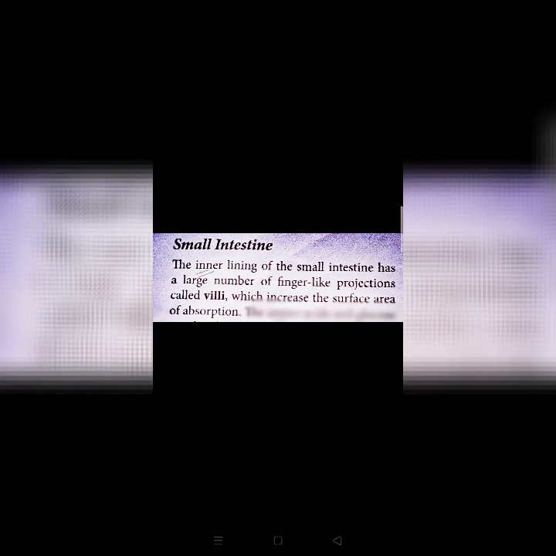Small intestine. The inner lining of the small intestine has a large number of finger-like projections called villi, which increase the surface area of absorption. The walls of the small intestine help in absorption. The villi help in better absorption of food. From this we can understand that the most major function of the villi is to increase the surface area of absorption. Next, let's proceed to our next discussion.